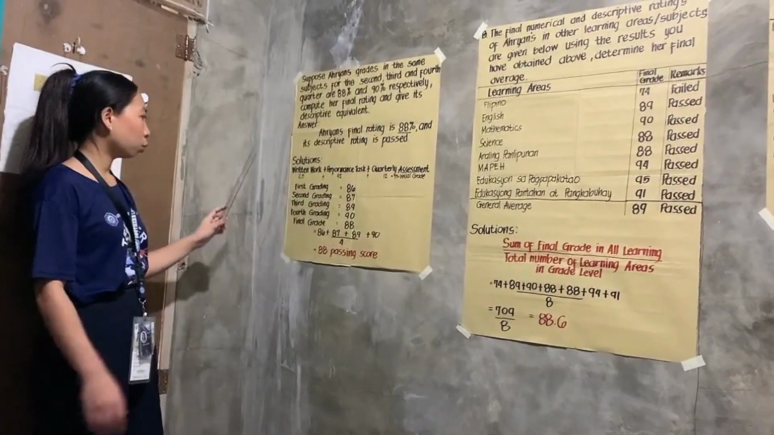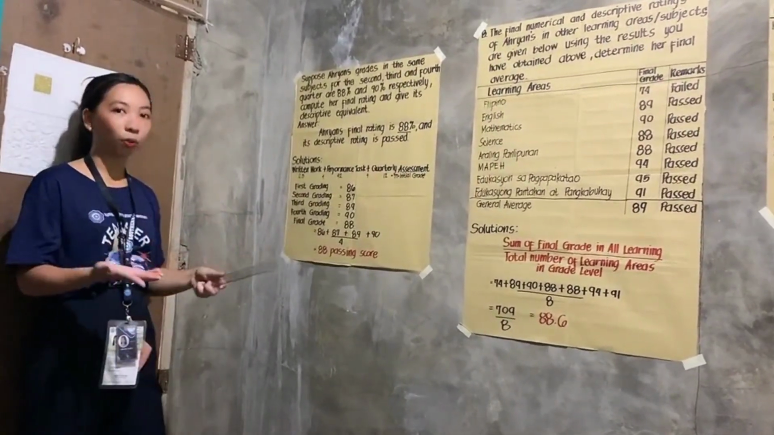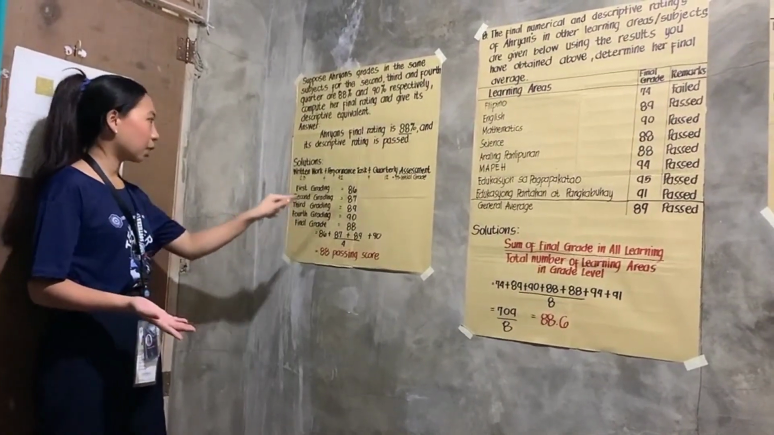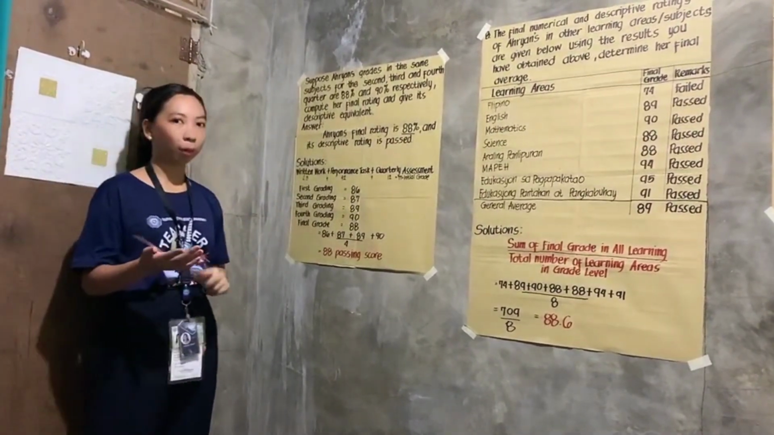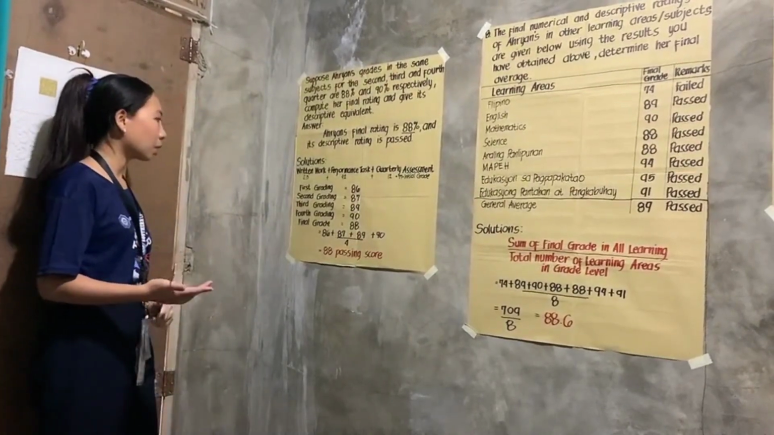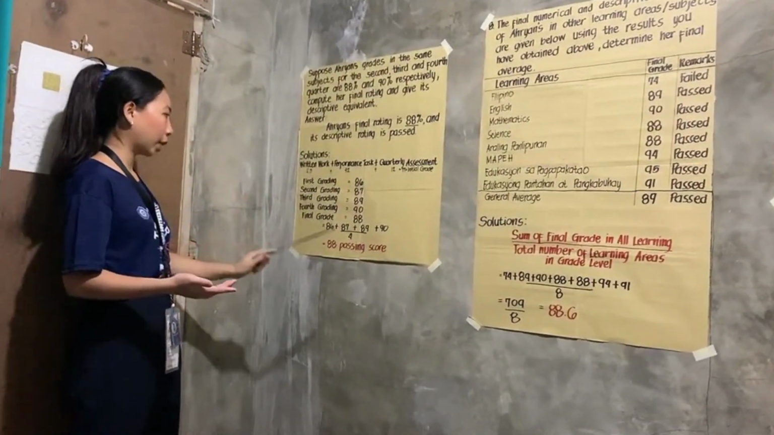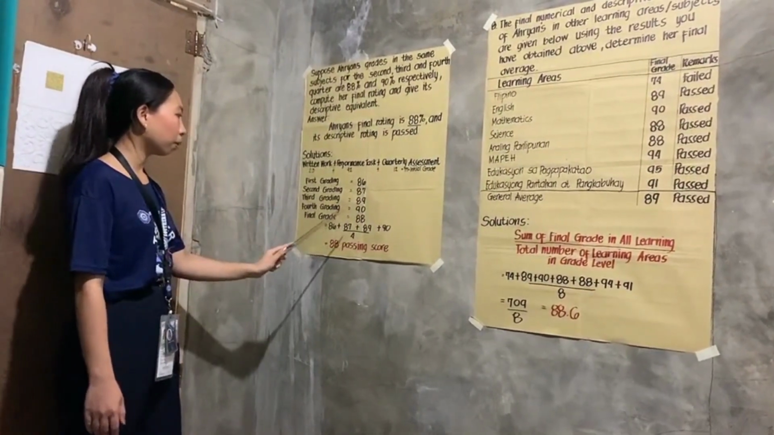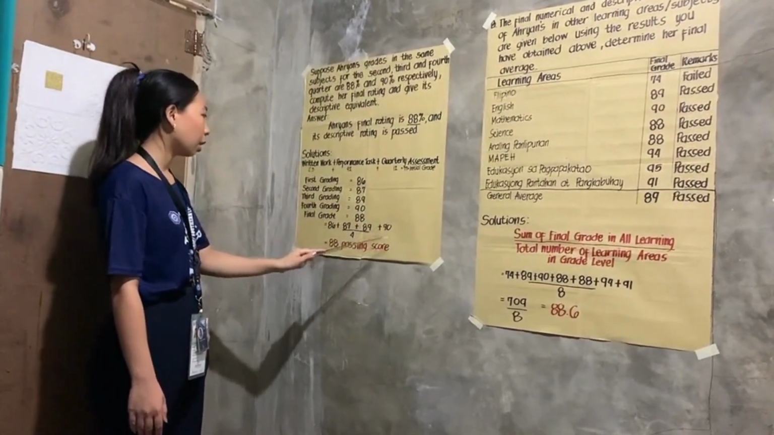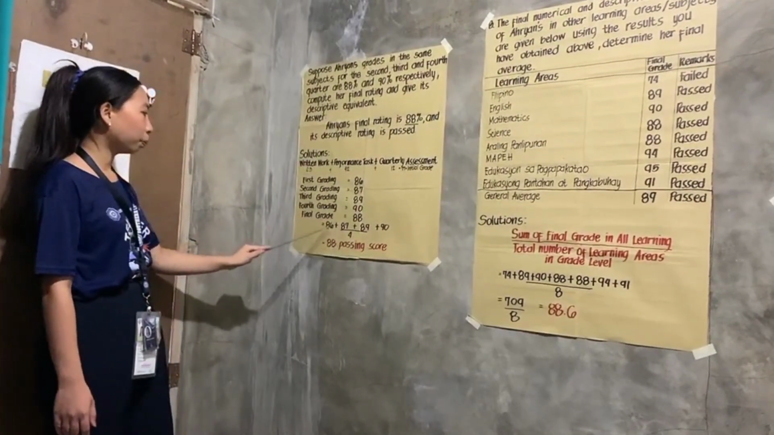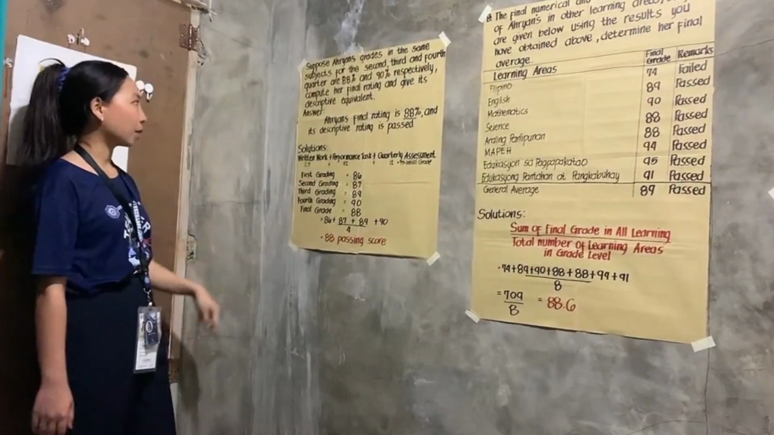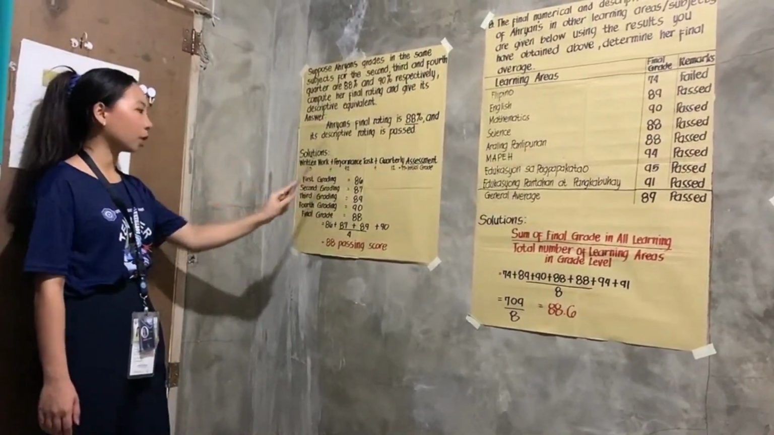So to get the final grade, we need to add all the grading grades, and we need to divide it by 4 since it is in a separate quarter grading. So 86 plus 87 plus 89 plus 90 divided by 4, that would be 88, which is this one. And that is a passing score. A descriptive rating is a passing score.